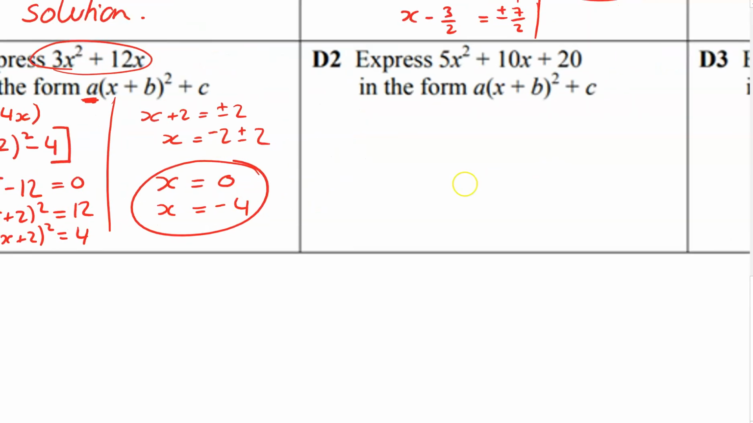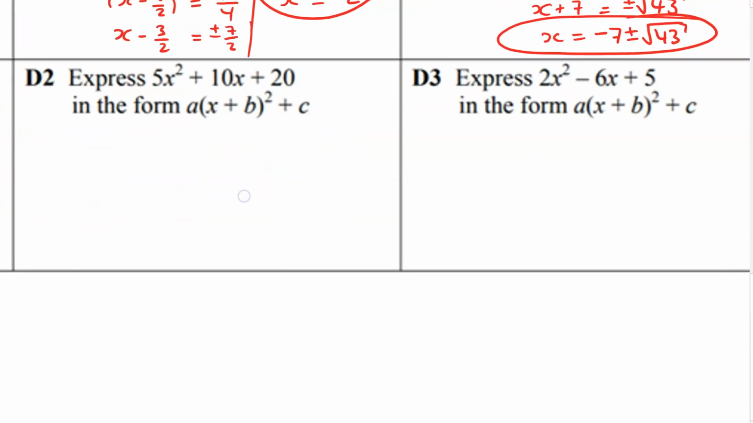Okay, I'll do one of those again. So these are all divisible by 5. So A is going to be worth 5. So divide it all by 5 first. You can put it in squares if you like. So we get x squared plus 2x plus 4. Now do the normal process with the thing in the bracket. If you want to, you can put the 5 again on afterwards. You can just put the square brackets on.